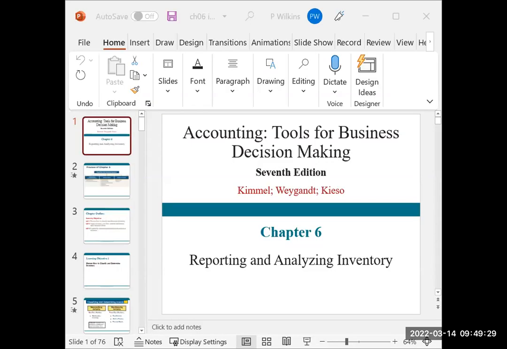The way chapter 6 works is that we do not update the inventory with every single sale. At the end of the period, we do calculations in order to figure out the cost of the inventory. Normally we do cost of goods sold as well, but you may get some problems where they'll ask you for one or the other. So that's what this chapter is going to be about.